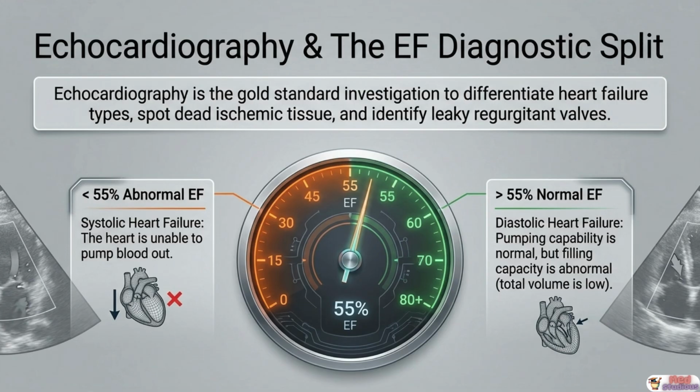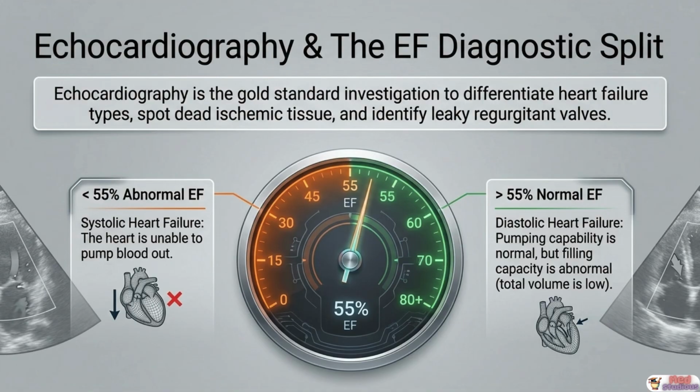This 55% threshold is the pivotal diagnostic split in heart failure classification. When the ejection fraction falls below 55%, the diagnosis is systolic heart failure, also called HFrEF, meaning the ventricle has lost its pumping capability. Blood accumulates within the chamber, forward output is reduced, and the patient's symptoms are driven by both poor perfusion and backward congestion.